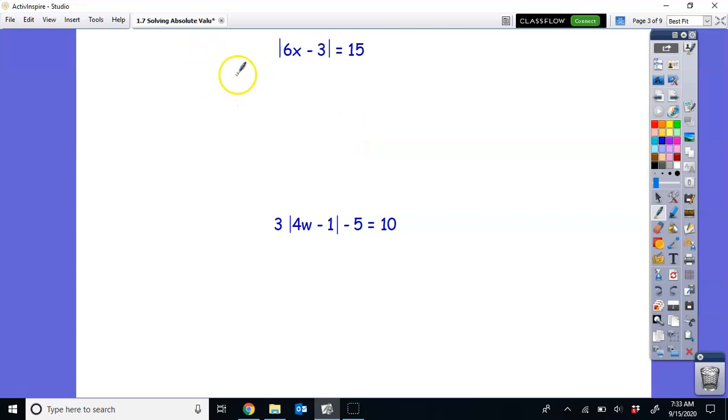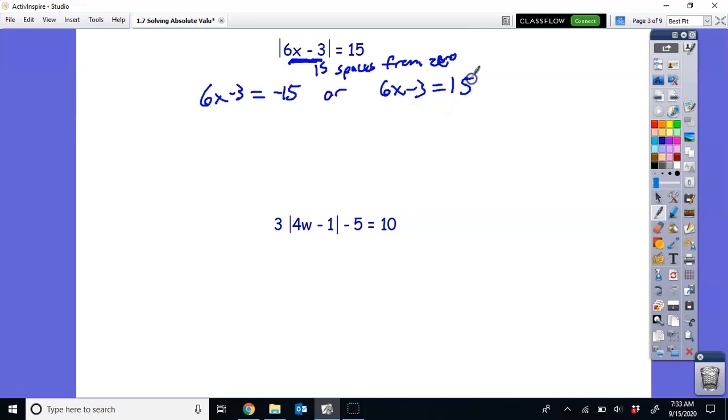After you've paused the video, hopefully you tried to set this up. But remember, what this is saying is this right here is 15 spaces from 0. So what is 15 spaces from 0? Well, that means the 6x minus 3 has to be equal to -15, or the 6x minus 3 has to be equal to +15. It has to be one or the other because it's 15 spaces from 0. Now pause the video here and solve each one of these equations.